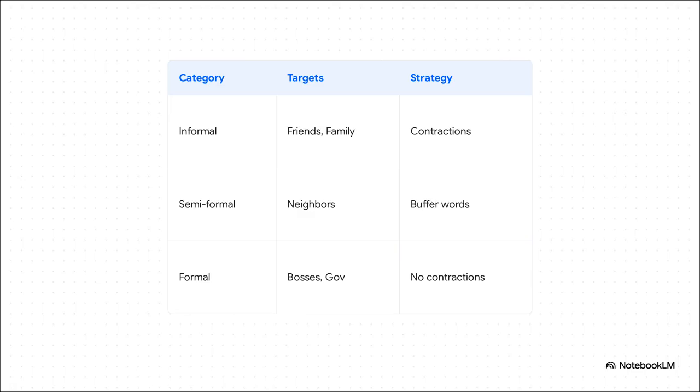But look at the formal category, the authority or business circle, 权威, 商业权. These are government officials, restaurant managers, your boss. Here, the tone must be objective, rigorous, and extremely polite, very matter-of-fact. The strategy? Absolutely 0 contractions. You must write I am, never I'm. And you should be using complex sentence structures, passive voice, or the subjunctive mood to really demonstrate your professionalism.